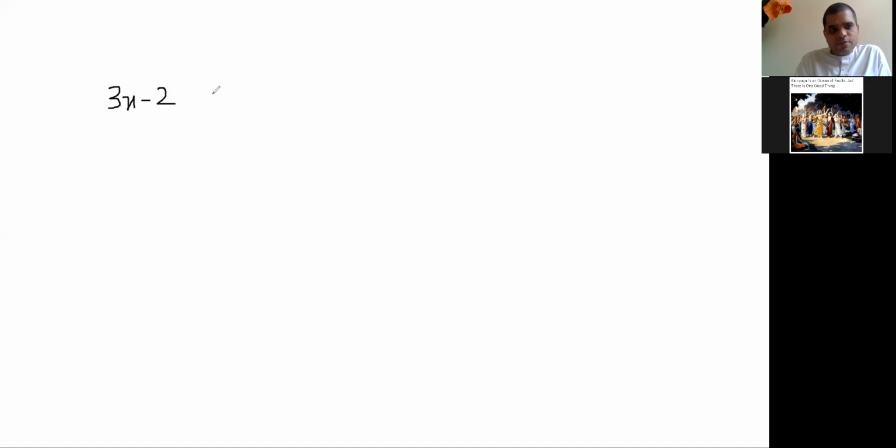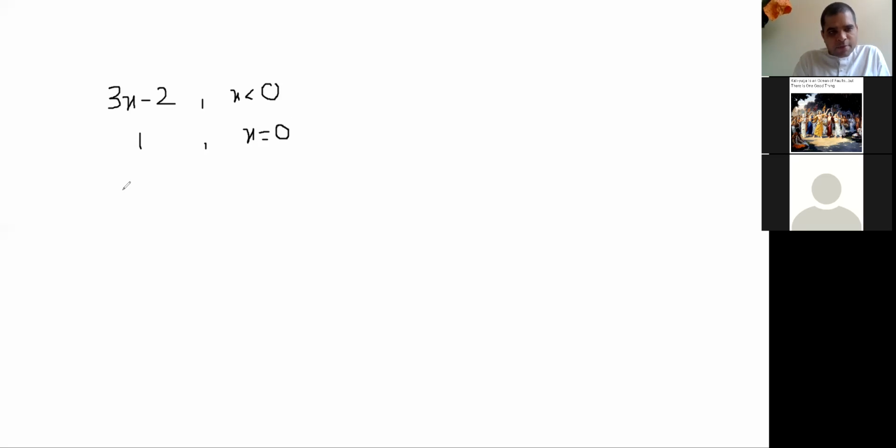So, the graph of that function. The function was 3x minus 2 for x less than 0. 4x plus 1 for x greater than 0. And the value of the function was 1 for x equal to 0.